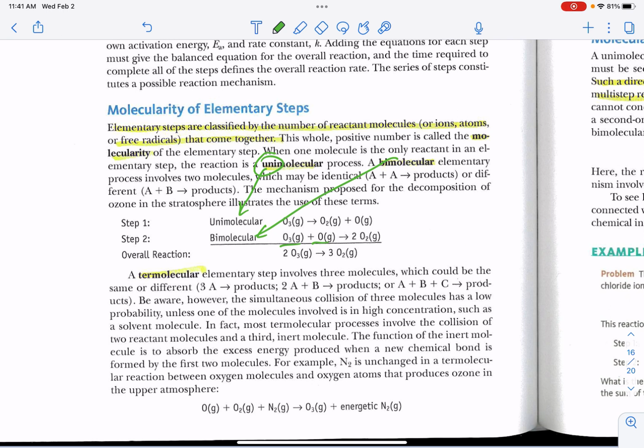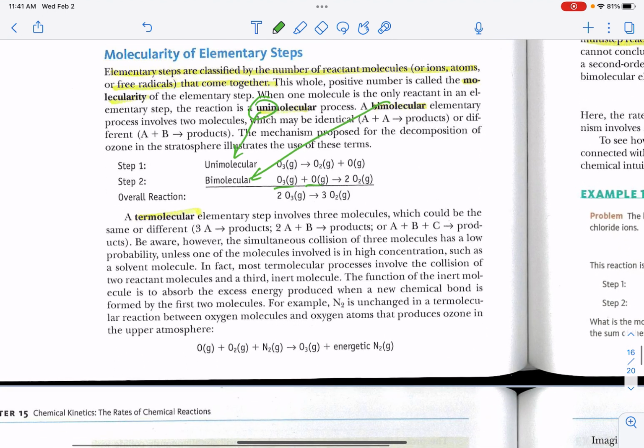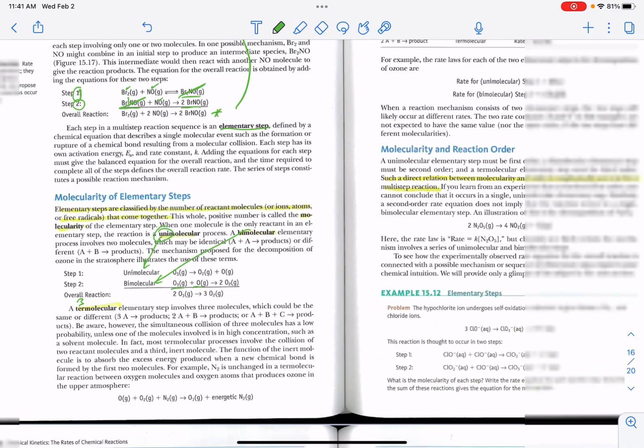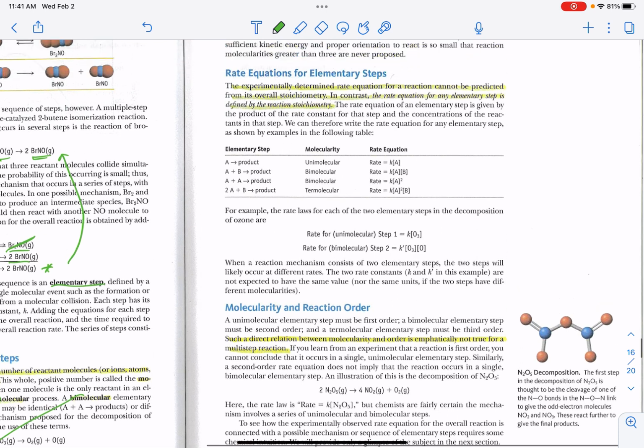And the likelihood of there being a termolecular step, where ter means 3, is pretty unlikely. You would have to have sufficient evidence to presume that you have a termolecular elementary step, requiring 3 particles to strike each other with the right amount of energy at the right time and at the right place and with the right orientation. That's what we mean by molecularity.